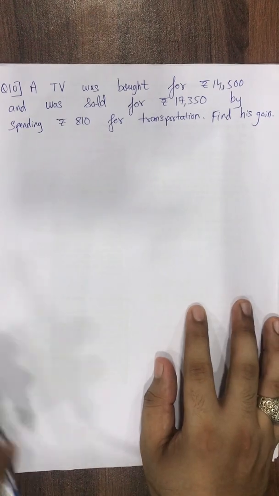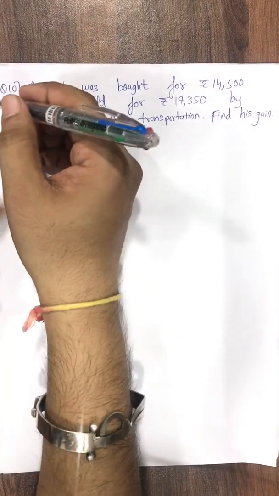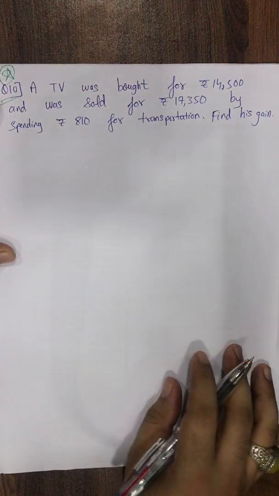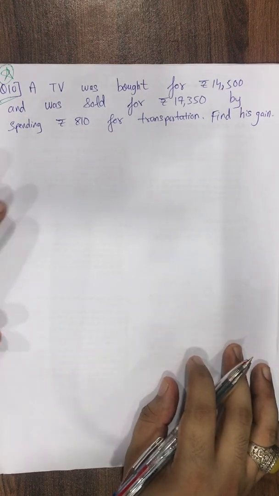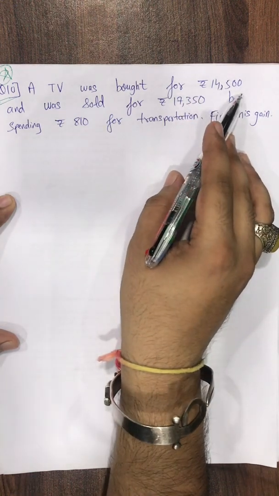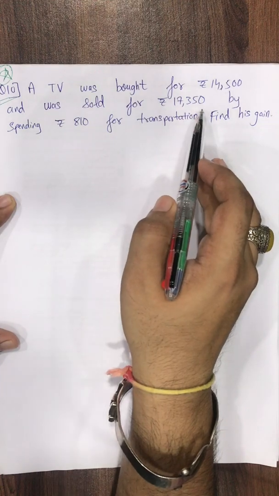Okay, students, now question number 10. I'll mark a star over here. Very, very important question. Question number 10. Let's read the question first and understand the story. A TV was bought for rupees 14,500 and was sold for rupees 17,350.